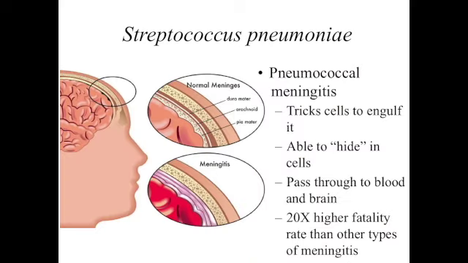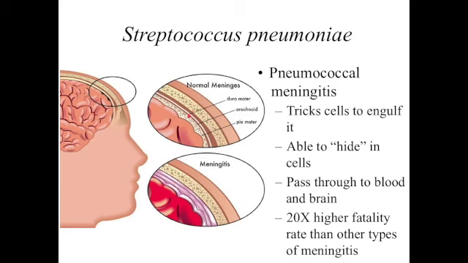And while most cases of Streptococcus pneumoniae do just cause pneumonia, it can also cause meningitis. We call this pneumococcal meningitis to separate it from other types of meningitis. What happens here is that the bacteria tricks cells into engulfing it. Remember, it has a capsule, so it will undergo incomplete phagocytosis. It will get phagocytized but be able to escape. While it is in those phagocytic cells, it hides out and moves through the bloodstream, passing into the brain. Once in the brain, it sets up an infection and causes inflammation of the meninges.